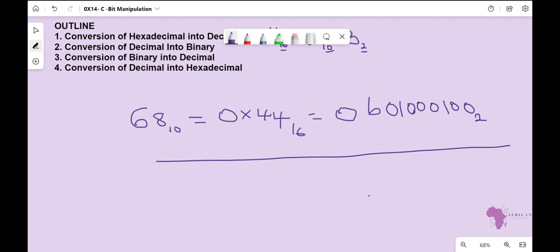That is, 68 base 10 is equal to 0x44 base 16, equal to 0b01000100 base 2. That, guys, we are done with that. Let's get now into solving the quiz. I find this one necessary because it will help you to be able to solve the quiz.